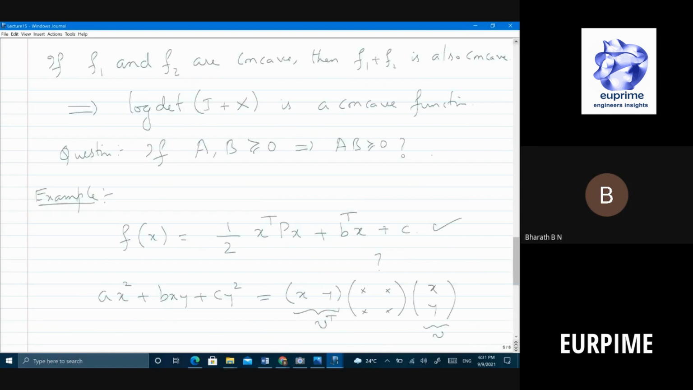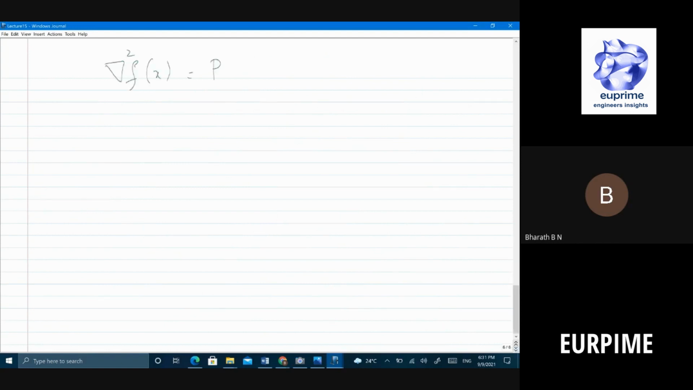And then b transpose x, it's linear in x. So if I take the second derivative, what do I get? 0. Constant anyway, 0. So I get p. Now, if it has to be convex, then this is what you need to have, right? It should be positive semi-definite. So if the matrix P is positive semi-definite, the quadratic function will be convex. On the other hand, if it is negative semi-definite, it's concave.